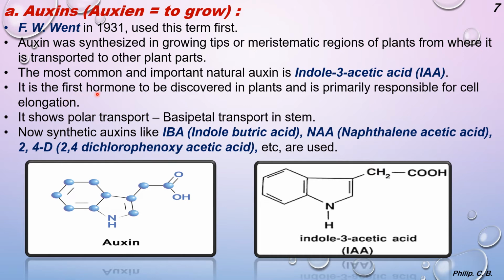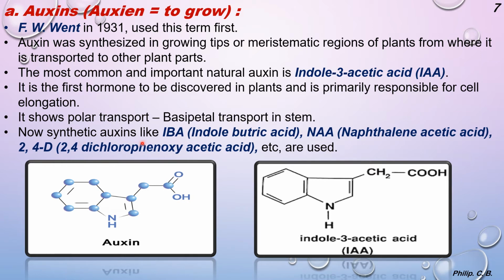The most common and important natural auxin is indole-3-acetic acid, IAA. It is the first hormone to be discovered in plants and is primarily responsible for cell elongation, that is, the growth or length of the cell. It shows polar transport, basipetal transport in stem.